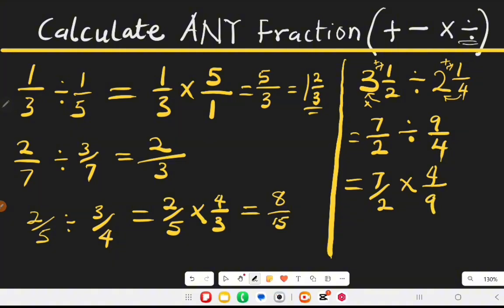Now we look at the fractions. Is there any way we can cancel to reduce it? Yes. 2 can divide 2 to give us 1, and 2 can divide 4 to give us 2. Then finally, we multiply out. We are having 7 times 2, which gives us 14, all over the denominators, 1 times 9, which gives us 9. Since it's improper fraction, we have to change it to mixed number. How many whole lots of 9 do we have in 14? We have just 1, left with 5 all over 9 as the answer.